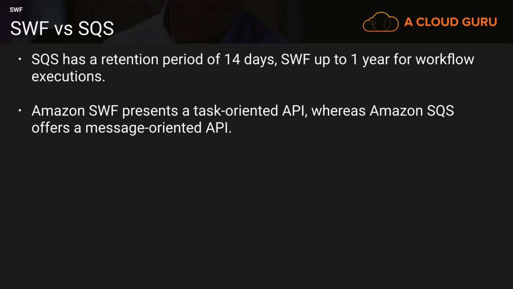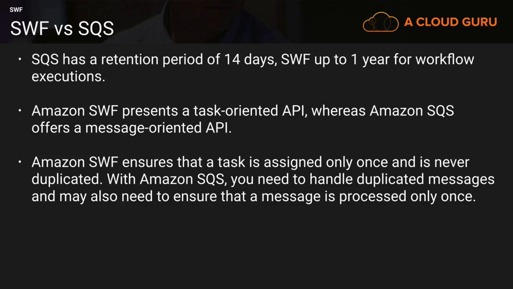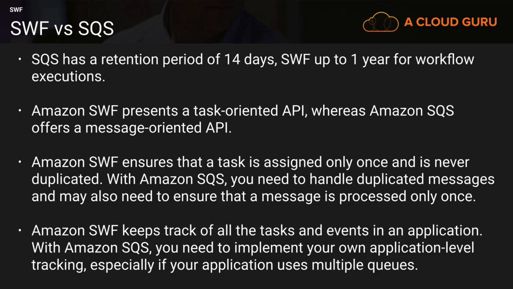Again, just remember that example I gave you with Simple Workflow Service where humans can be involved, and Amazon really do use Simple Workflow Service to fulfill orders. When you place an order on Amazon.com, this is using SWF as a means of managing that order and getting somebody to go and find that hammer in that warehouse and then deliver it to the packing area, etc., etc. Also remember that Simple Workflow Service ensures that a task is assigned only once and is never duplicated. With SQS, you need to be able to handle duplicate messages, and may also need to ensure that a message is processed only once.